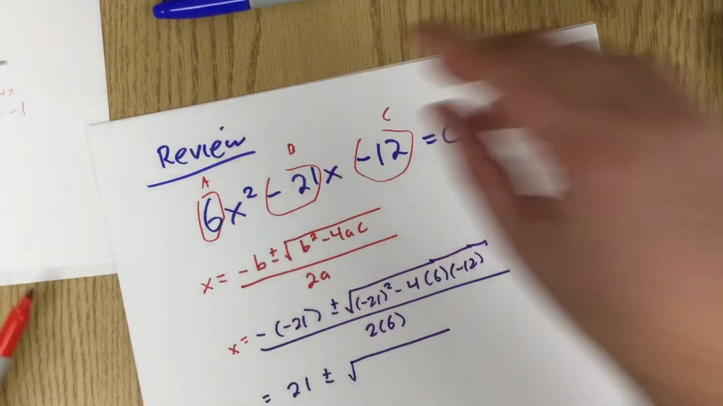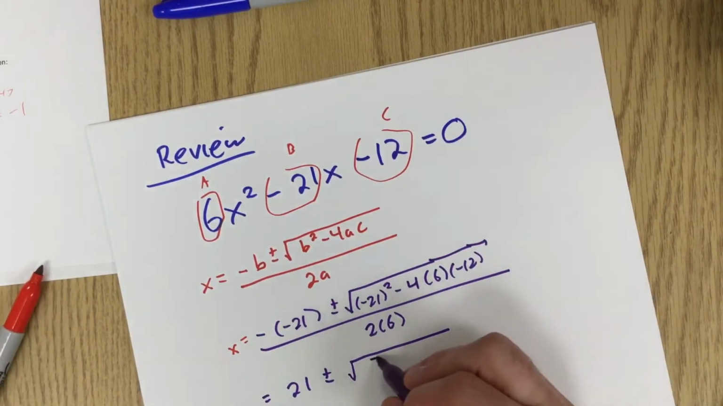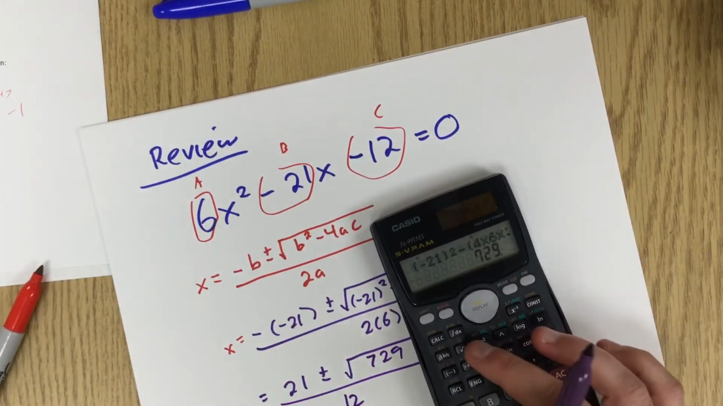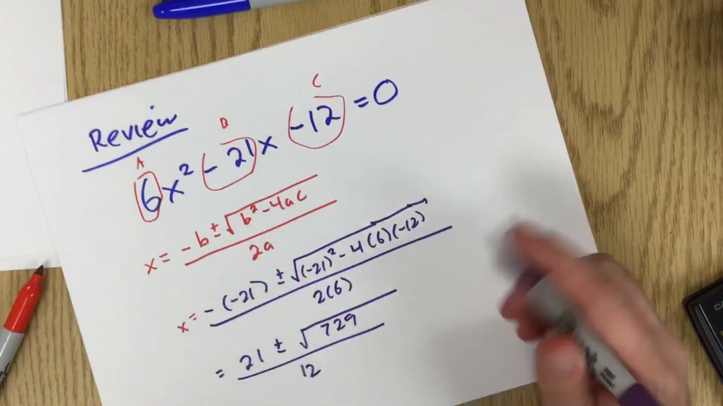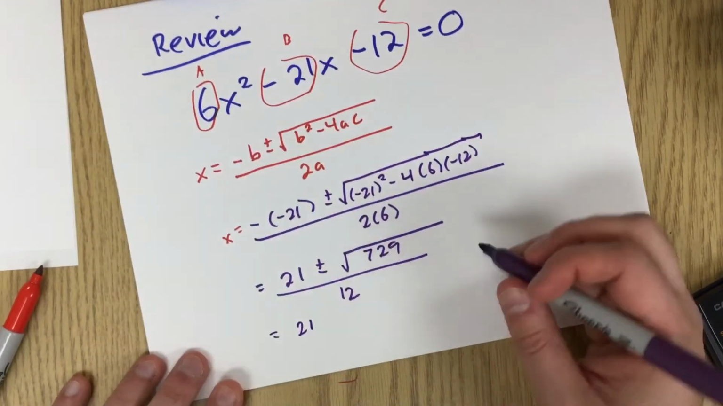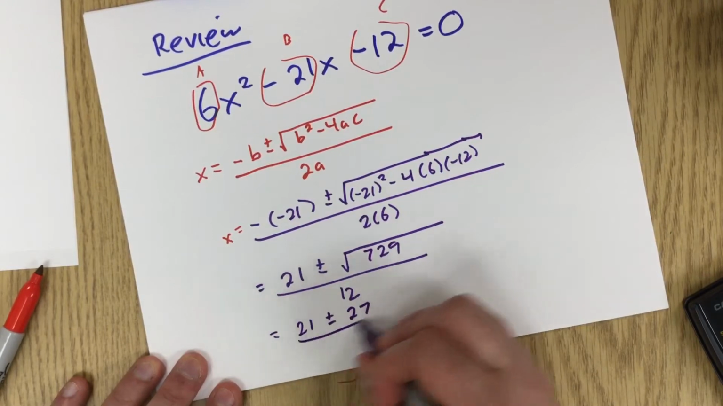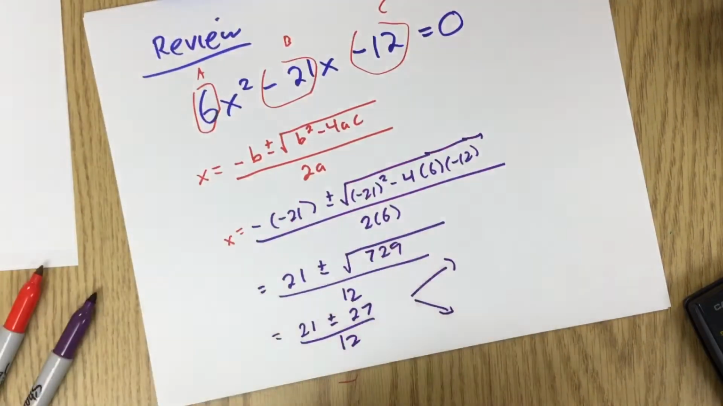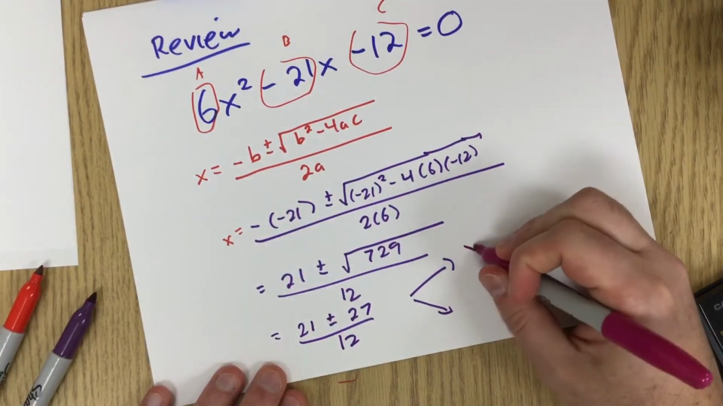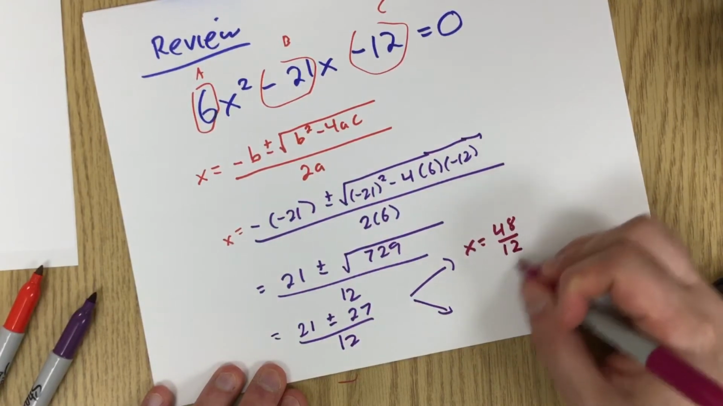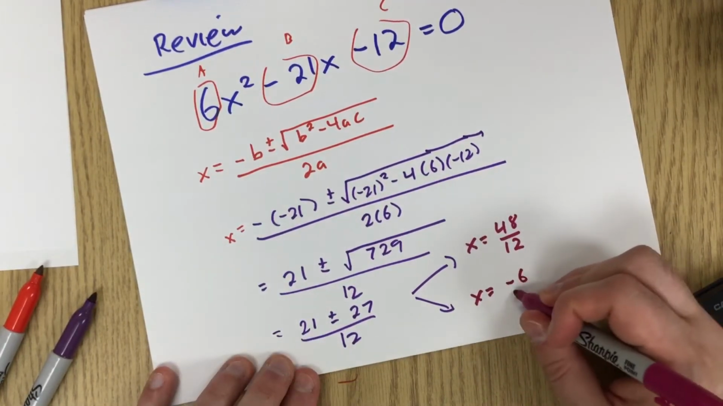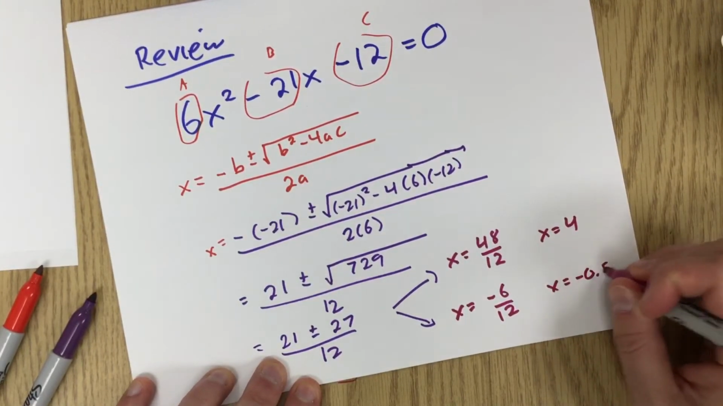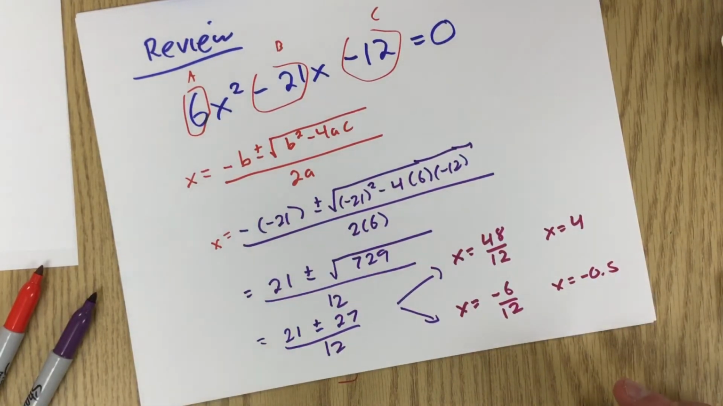So the square root of 729 over 12. And the square root of 729 is 27. So it's 21 plus or minus 27 over 12. So x is either equal to 48 over 12, or x is equal to 21 minus 27, negative 6 over 12. So x is either equal to 4, or x is equal to minus 0.5. And that's the quadratic formula.